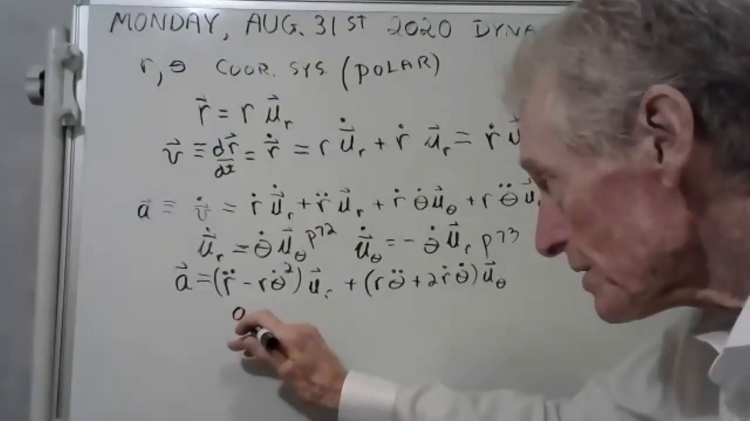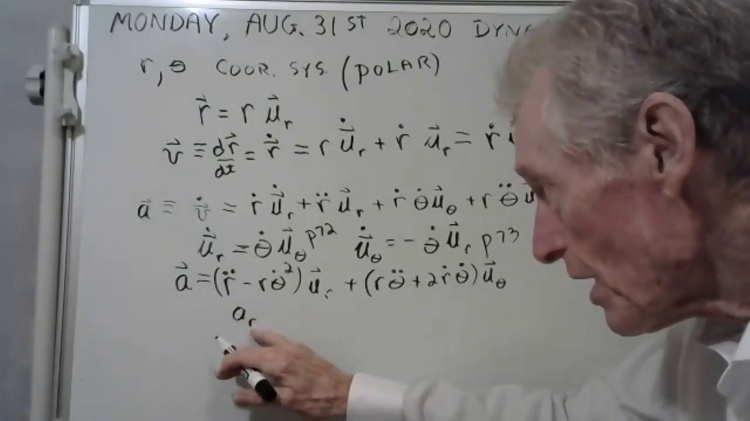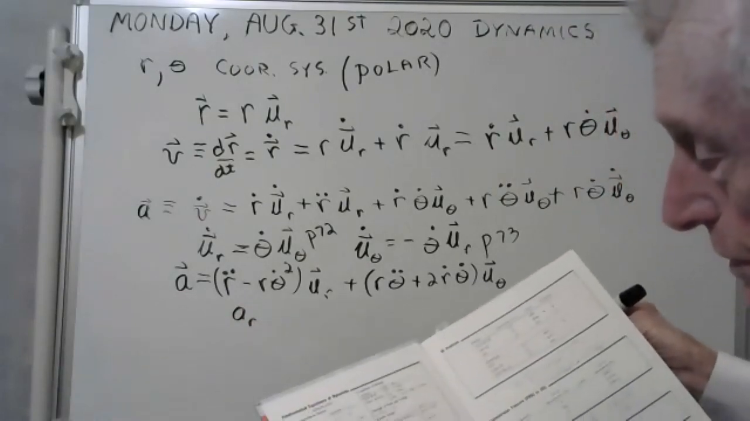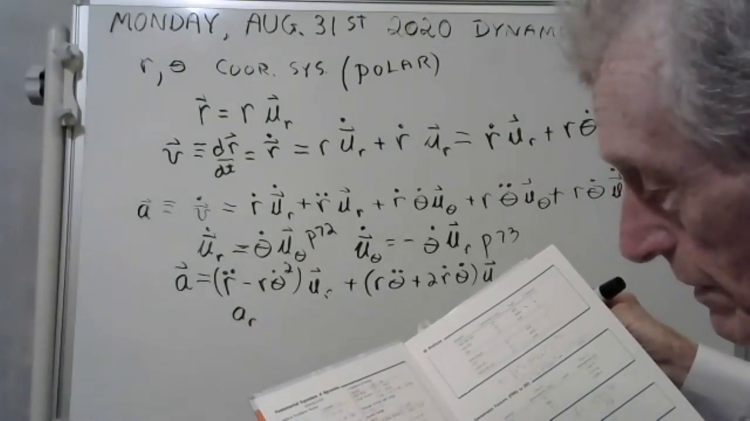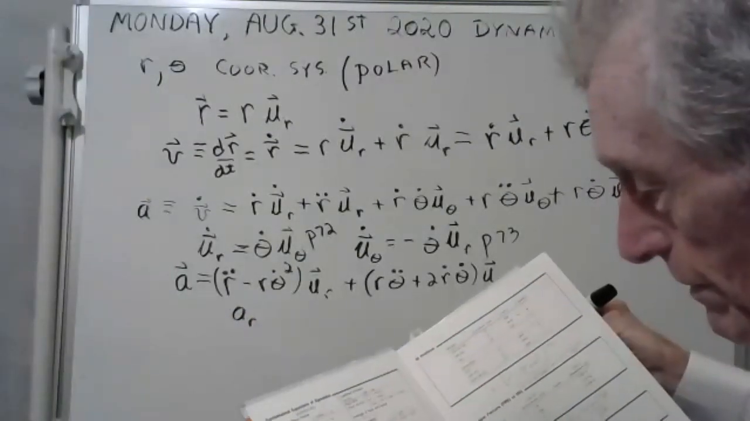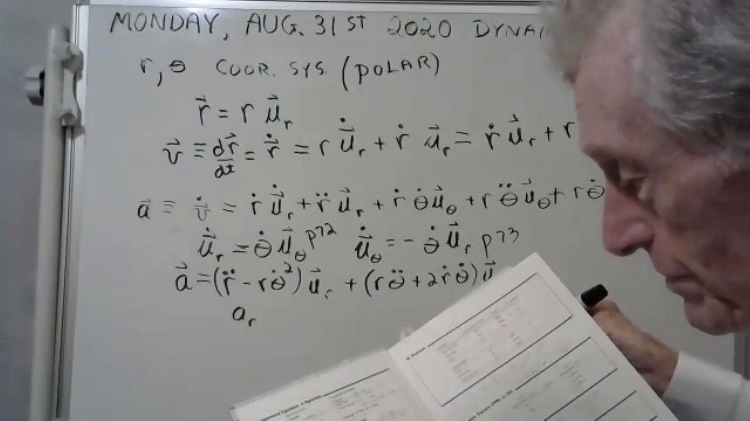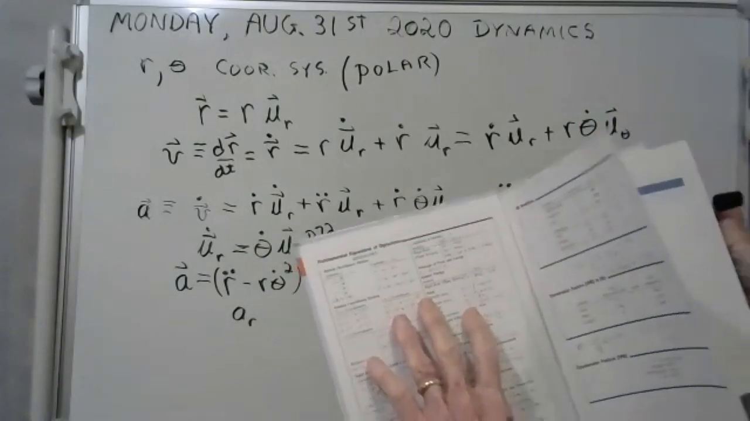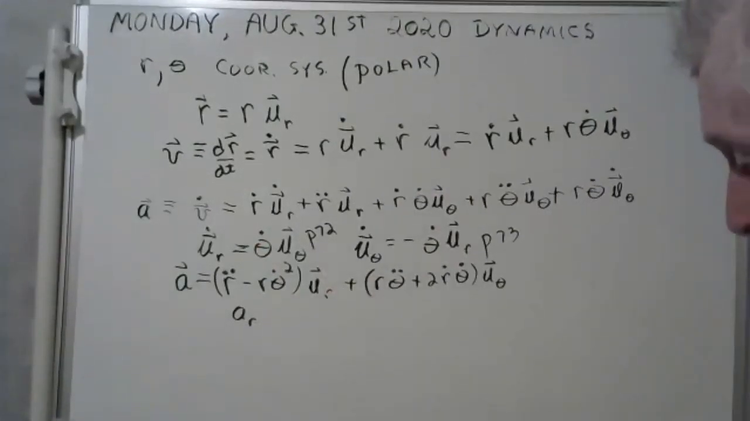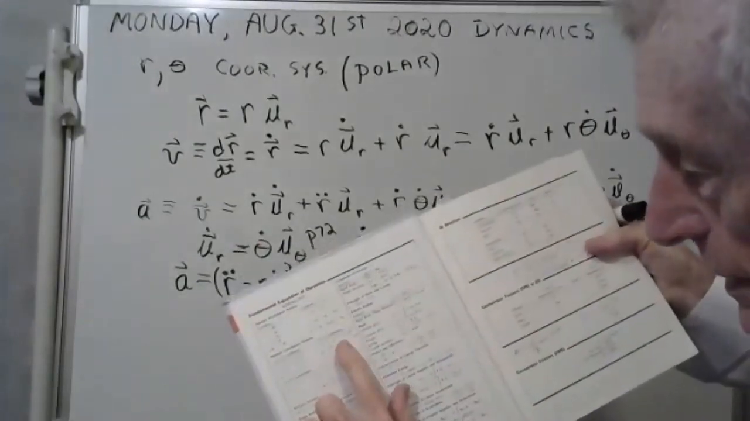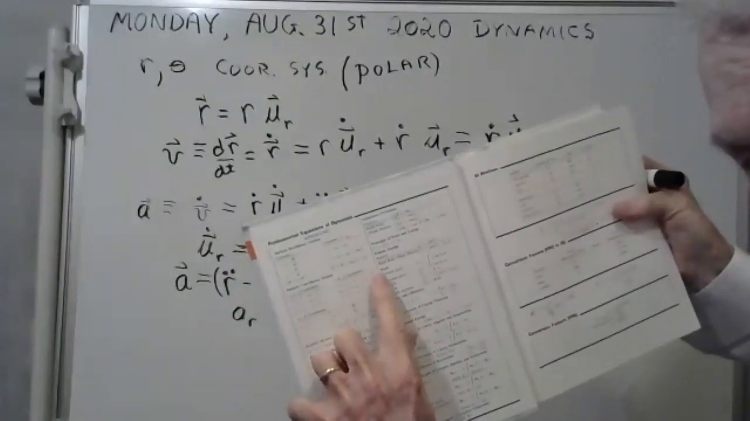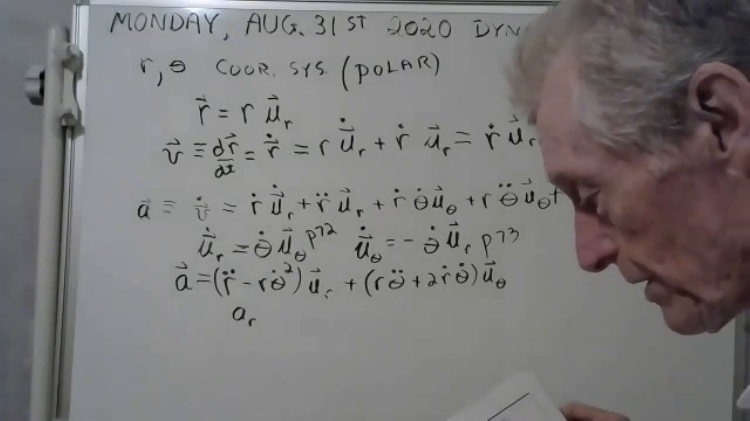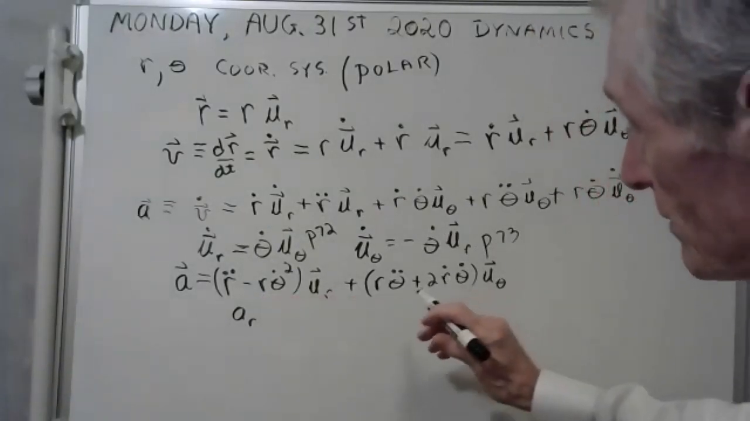You know what this is? This is the radial component of acceleration. See if you can find it. Go to the flap of your book and look for a sub r. I'm trying to find it. Where the heck is it? I don't see it. There it is. My finger's wiggling there. You can't see it, but it's right here in the book. a sub r is r double dot minus r theta dot squared. There it is.